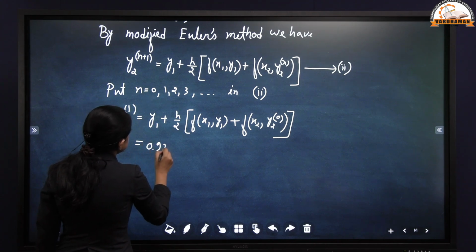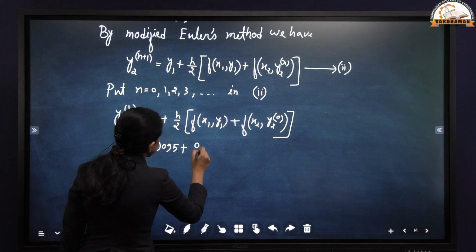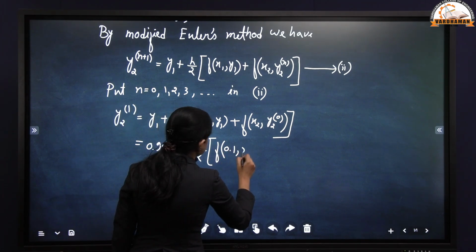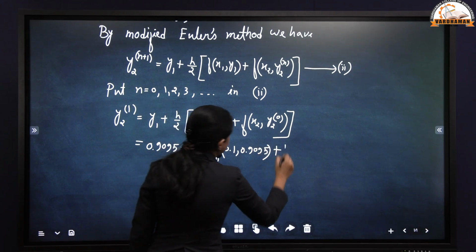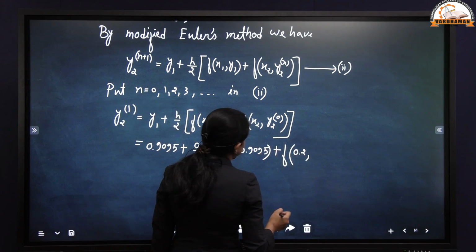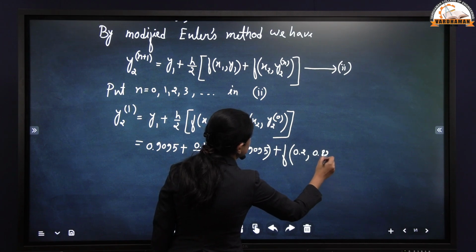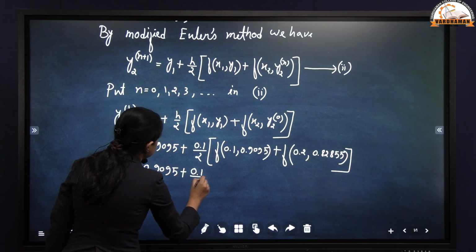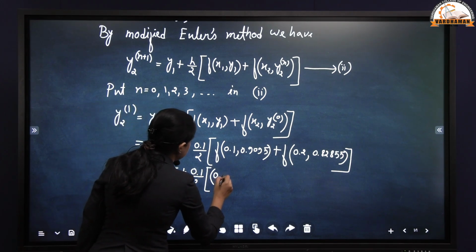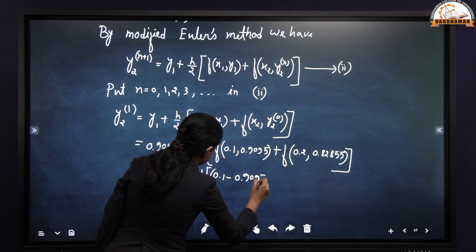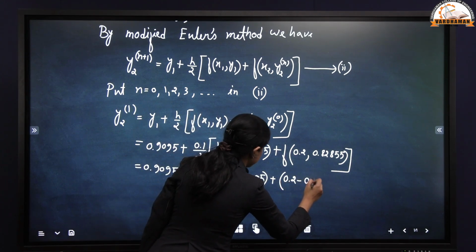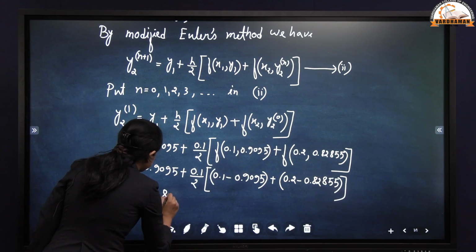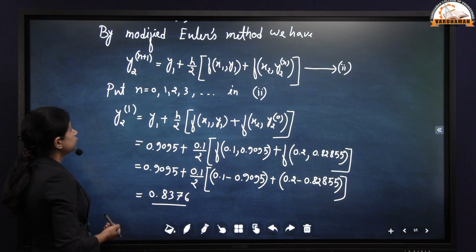y1 is 0.9095 plus h is 0.1 by 2. f of x1 is 0.1, y1 is 0.9095 plus f of x2 is 0.2 and y2⁰ is 0.82855. So we have 0.9095 plus 0.1 by 2, f of x, y is x minus y, 0.1 minus 0.9095 plus 0.2 minus 0.82855. If we compute this value, we will get 0.8376. Now next we will find y2².